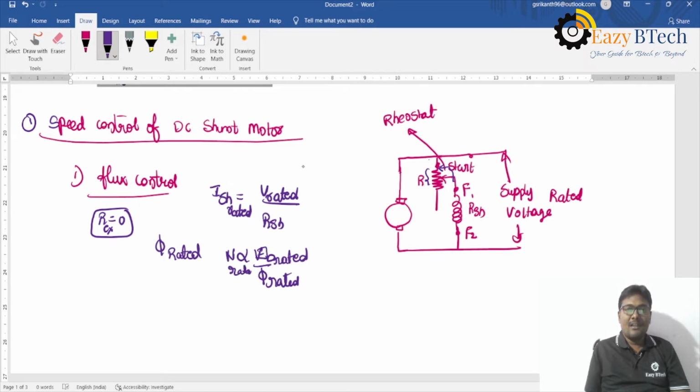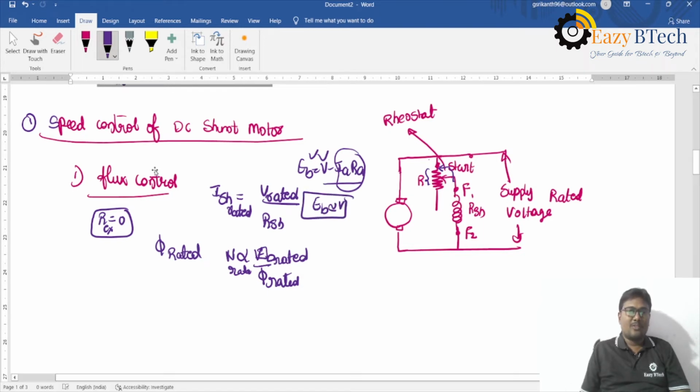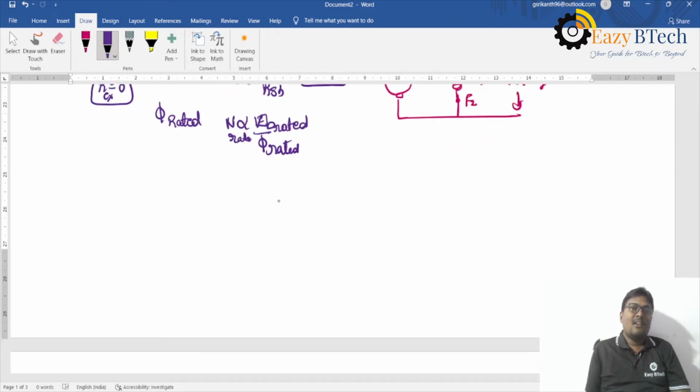Eb means V minus Ia Ra. As I just said, Eb is equal to V minus IaRa. Neglecting this drop, Eb is approximately equal to V. If the voltage is rated and the flux is also rated, the speed is under rated condition. The speed is called the rated speed of the motor.